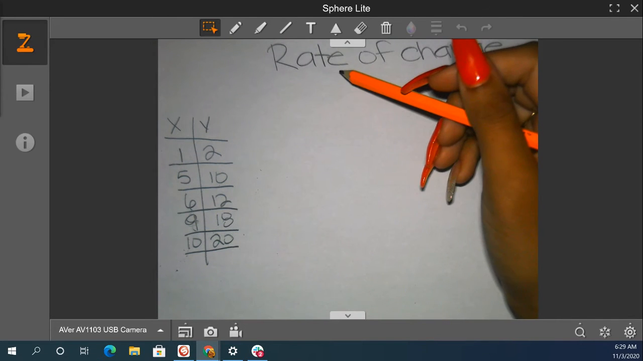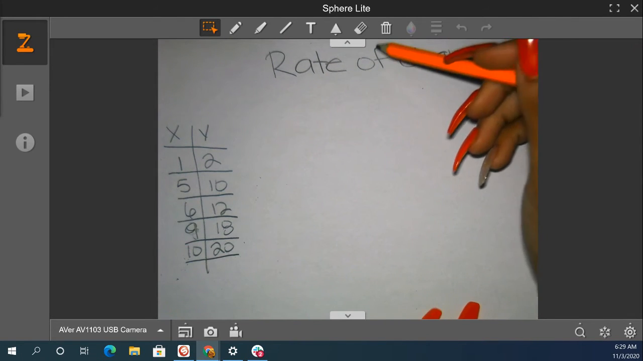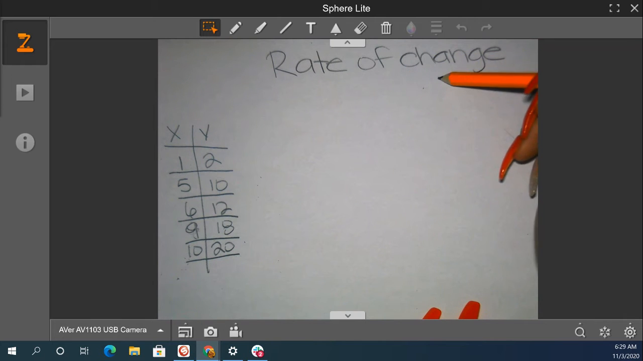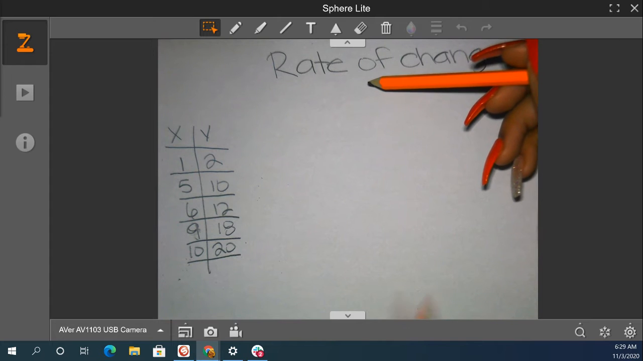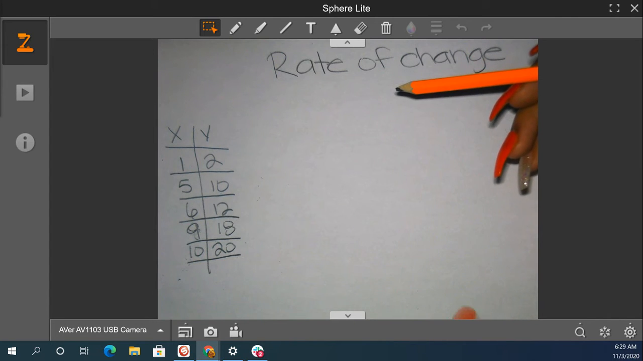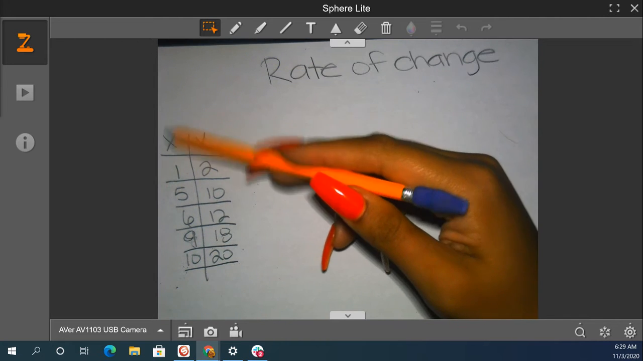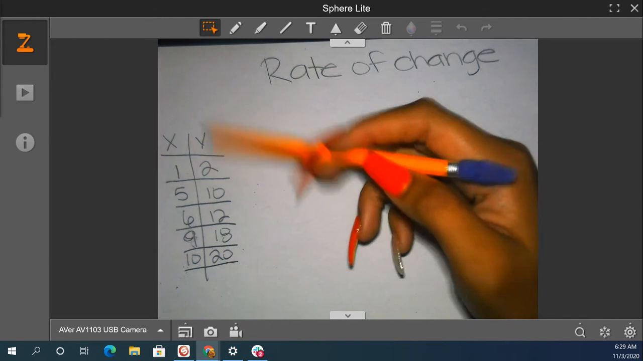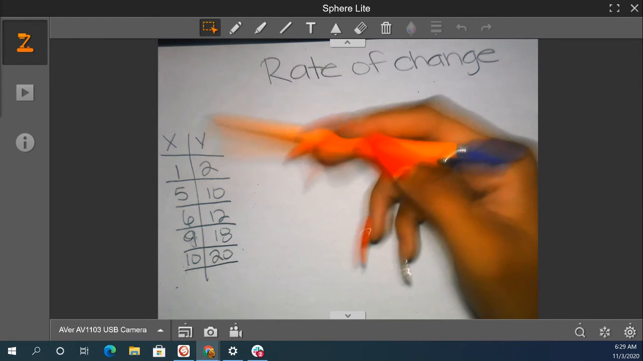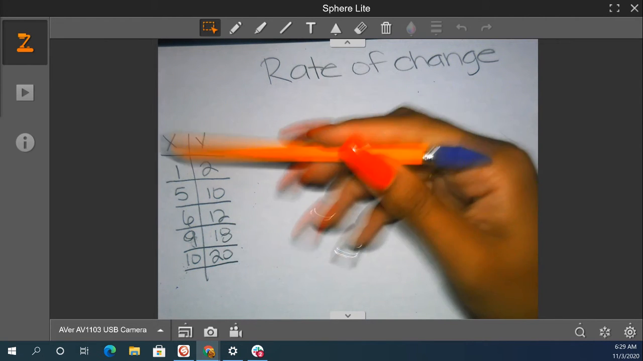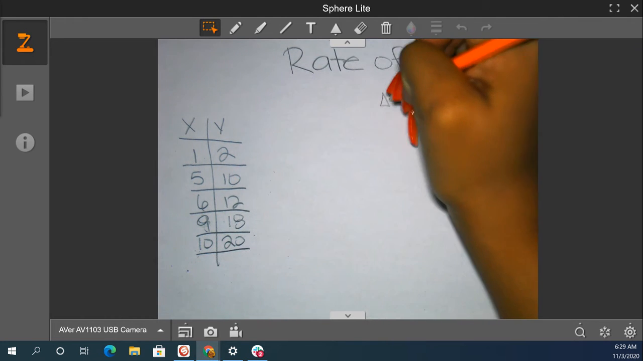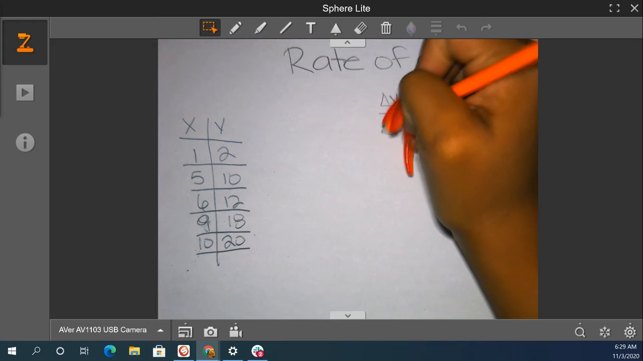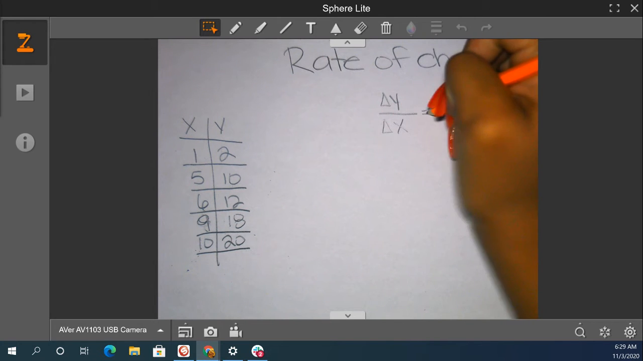Hey guys, so we are going to go ahead and review rate of change from yesterday. Remember, rate of change is a rate that shows how one quantity changes in relation to another. In this case, we're going to see how my y values change in relation to my x values. So we're going to look at the change in y over the change in x.